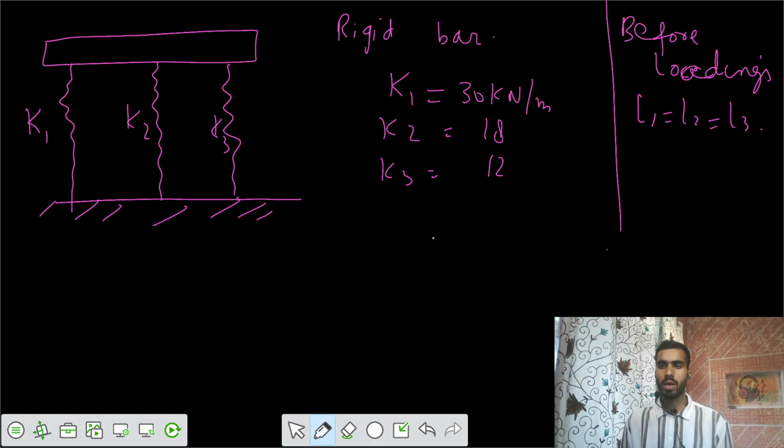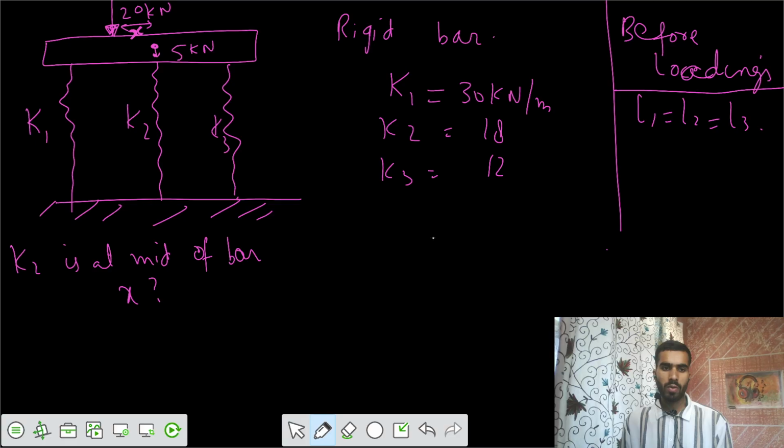That means before the loading, the beam was horizontal. That rigid bar was horizontal. It has some self weight of 5 kilonewton, and it is subjected to a load of 20 kilonewton also. This 20 kilonewton load is acting on the bar at some value of x from the mid of that bar, because K2 is at the mid of the bar.